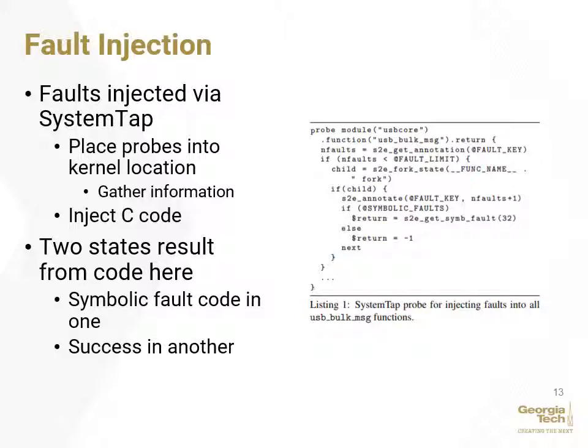Because of fault injections, the current state splits or forks, and one state will return success and another will return a symbolic error code. So with the symbolic fault injection, they're able to explore all the codes at one time, and they also injected maximum allowable delays, which allow them to expose concurrency bugs.